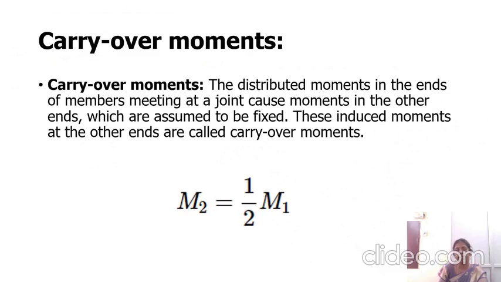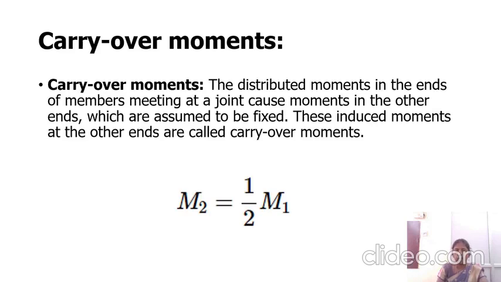Next one, carryover moment. Until now we are familiar with the distribution factor. The distribution factor depends upon the stiffness value. The stiffness depends upon moment per rotation. The moment per rotation has two cases. One is far end fixed, which is 4EI by L equal to K. Next one, the far end is simply supported, which is 3EI by L.